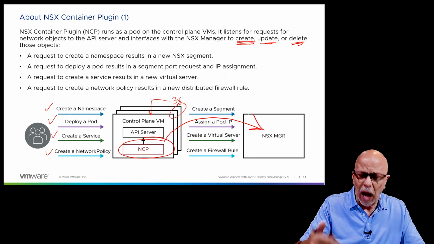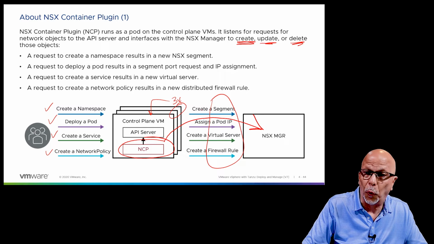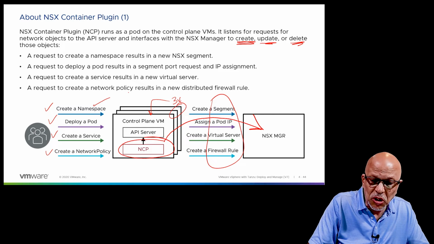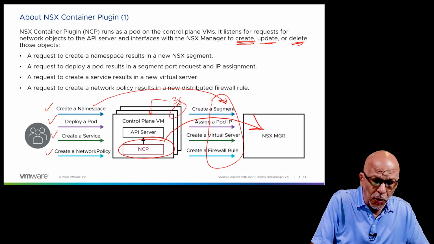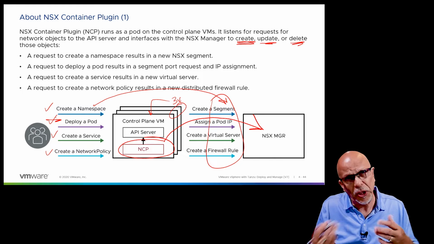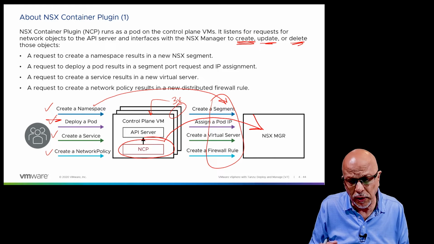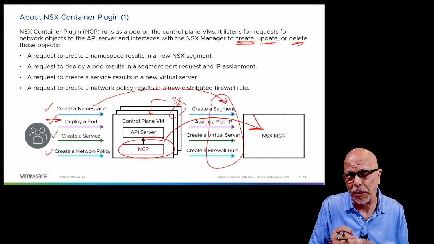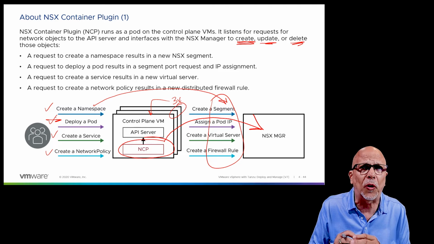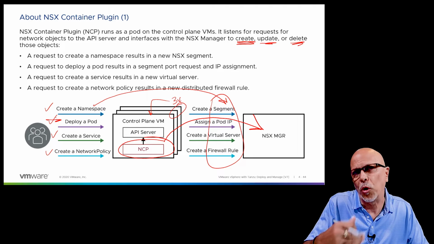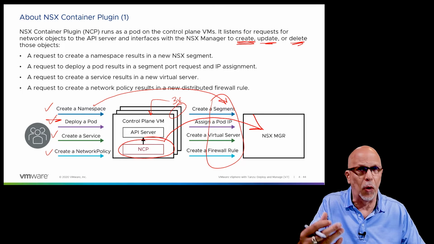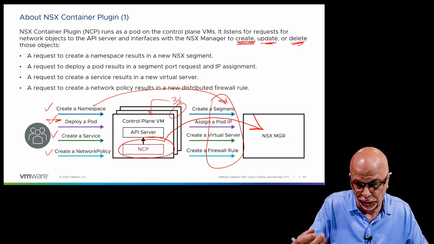Those corresponding objects are listed out here for you. So a namespace results in us creating a new NSX segment. Deploying a pod, well, there's a few things we've got to do in NSX. Most importantly, besides assigning a pod IP address, we've got to get a port created on the segment for it to plug into, what you know as a VIF. It's actually now a CIF, a container interface.